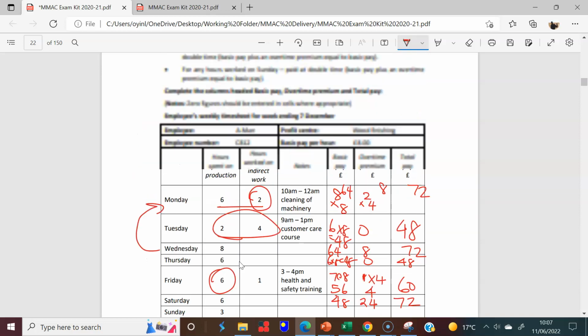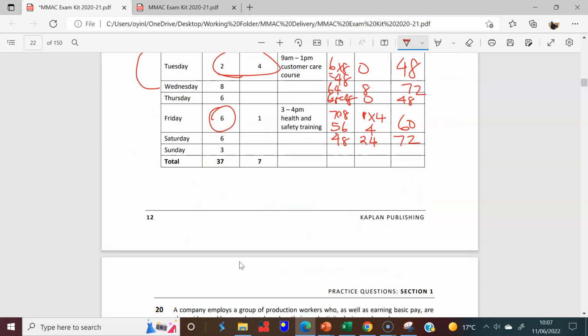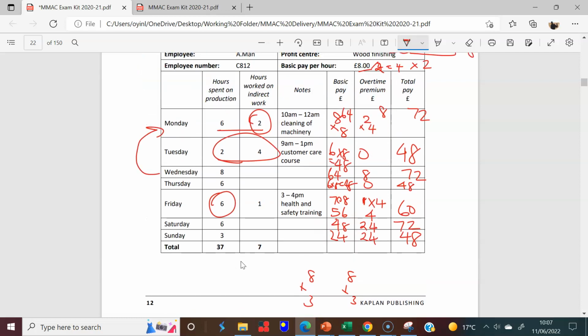And then here you have 3 hours, and it tells you clearly that you are doing double pay on this. So it is really 8 times 3, and the premium is 8 times 3. So you really have 24, 24, and then you have 48, right? And then just add all your work together, and this should be fine, is really what we're doing here.